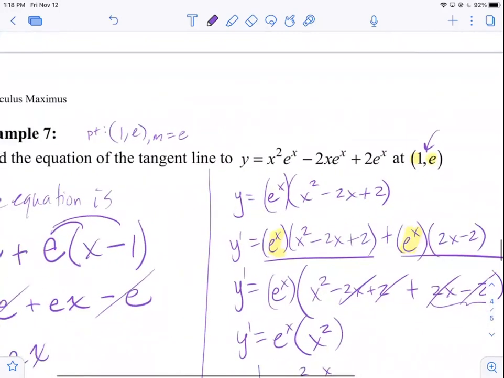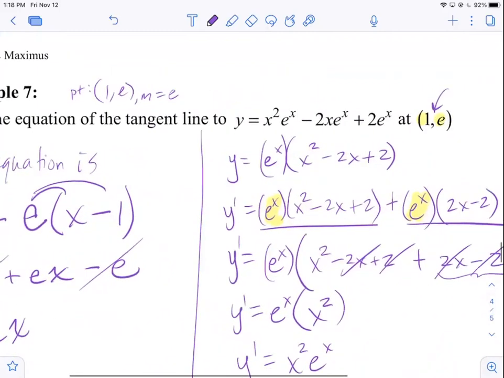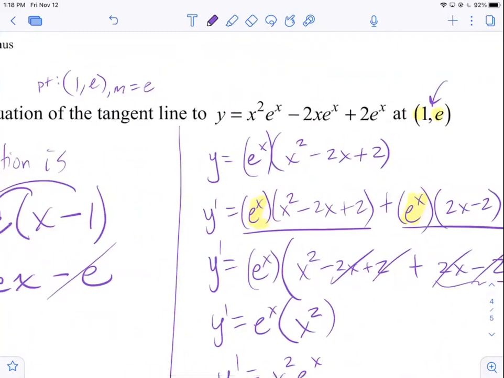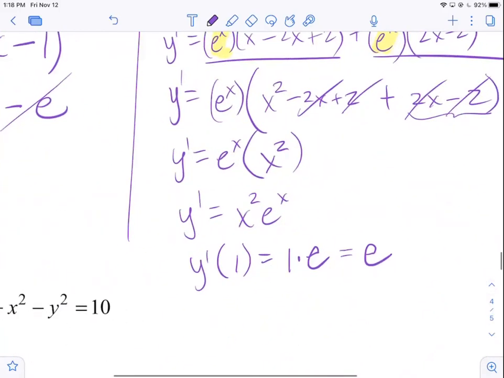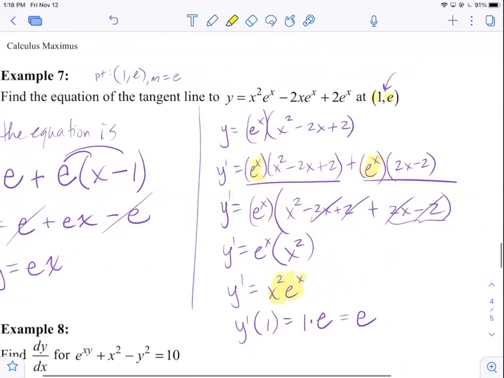The derivative of the original function. The derivative, when we simplified it all the way down, was x squared times e to the x. And then the original function, the first term is x squared e to the x. Yeah, yeah. What do you call that?